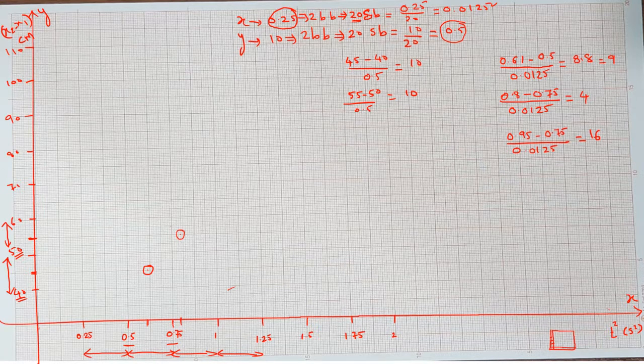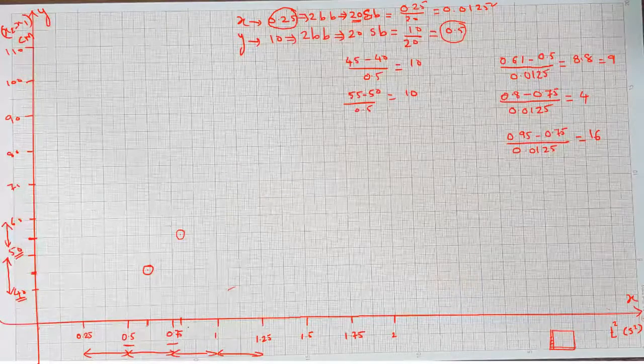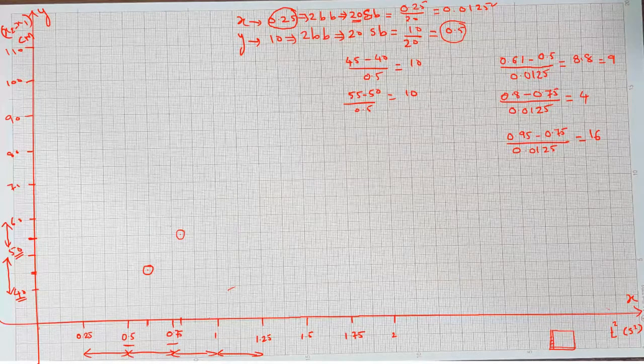So 16 small boxes. That means from this is 0, 1, 2, 3, 4, 5, 6, 7, 8, 9, 10, 11, 12, 13, 14, 15, 16. So this will be my 0.95 value. Am I right? So from here to here, 16 boxes.